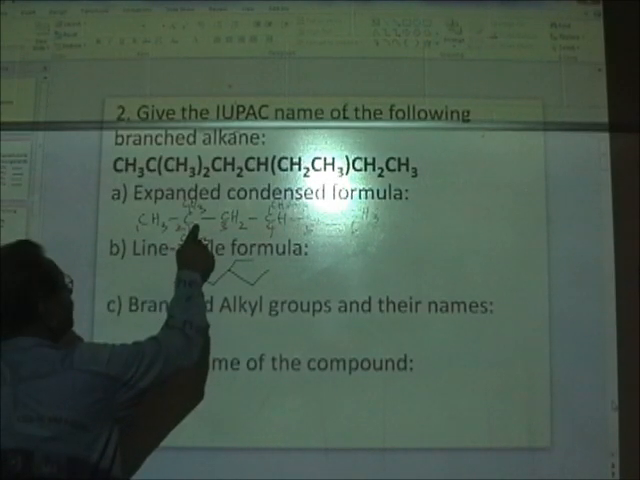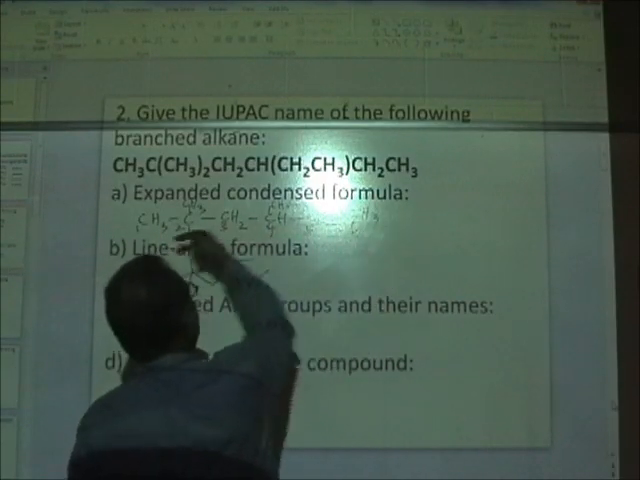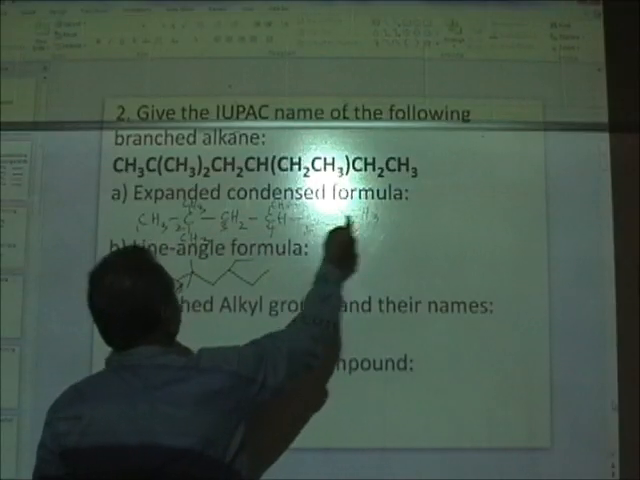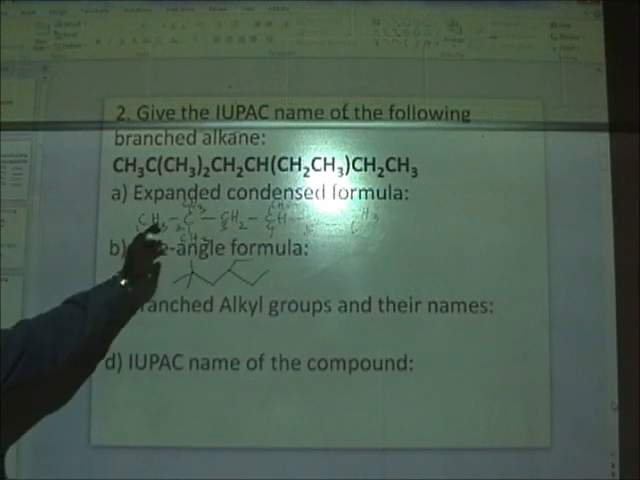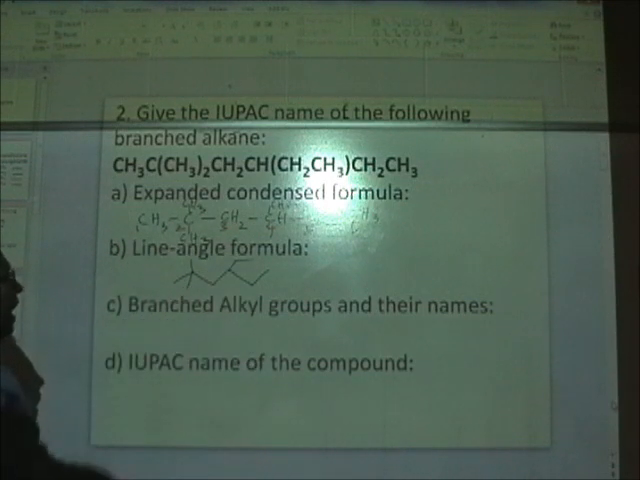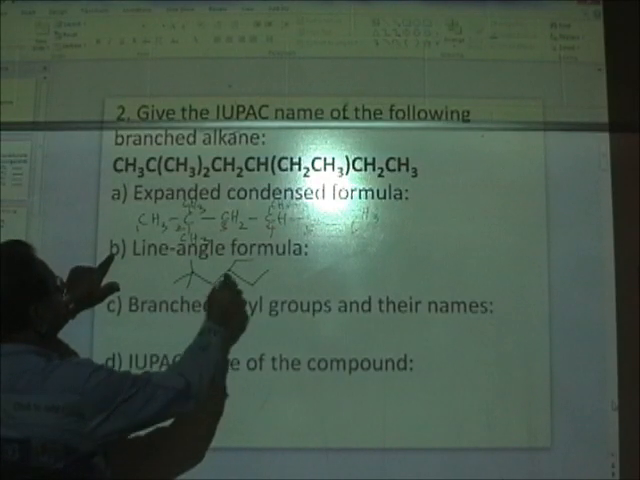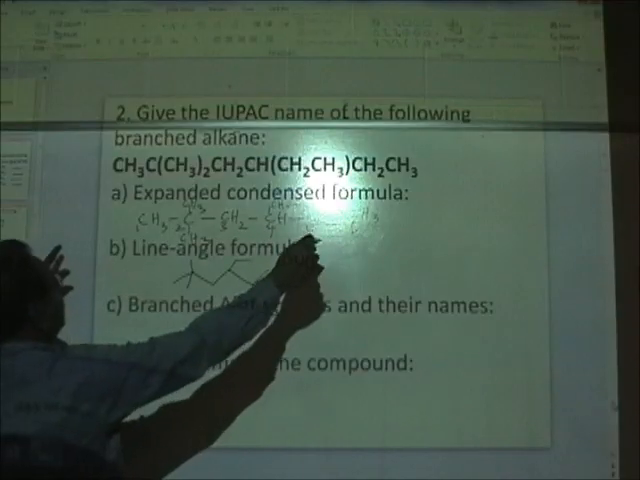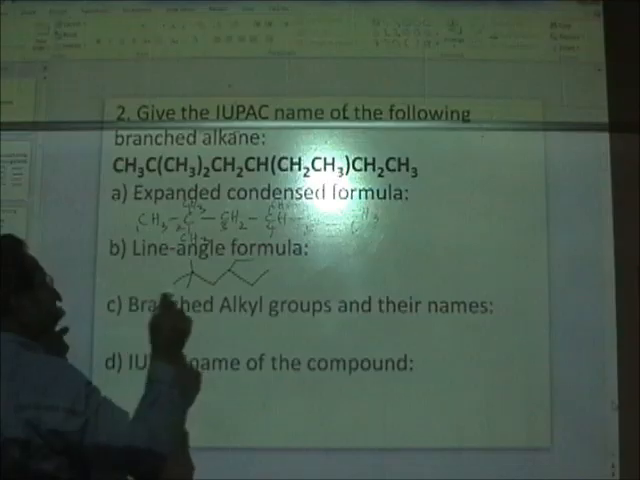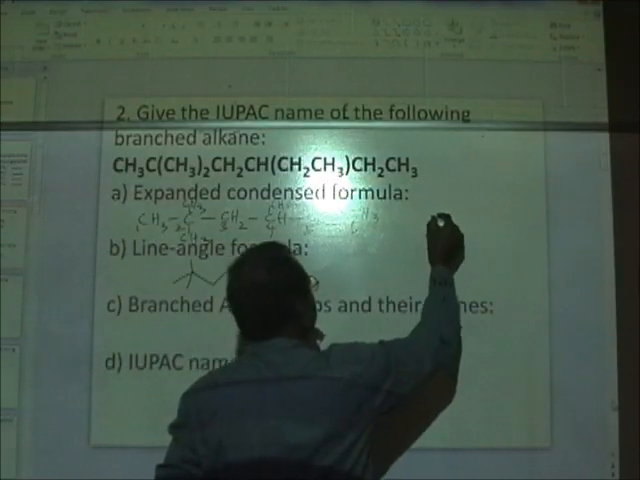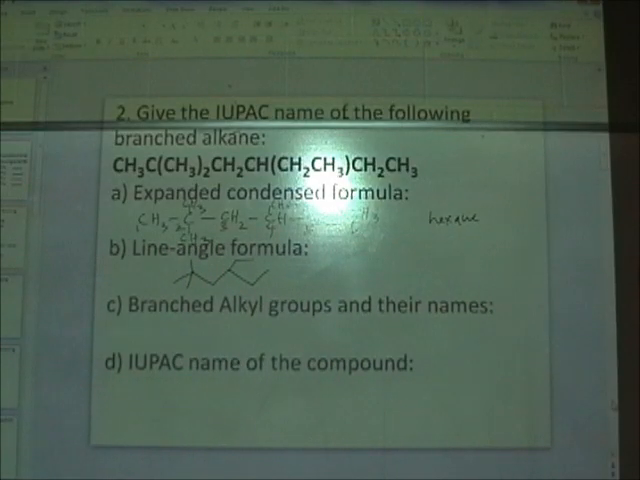First branch, this is complex too. I mean, 1, 2, 3, 4, 5, 6. Lowest number to the first branch. If you go this way, to the left, then you get this one a higher number. So give the branch the lowest number. Okay. Now, therefore, this is the line angle formula. I use this information to draw the straight chain. This is going to be a 6-carbon hexane, right? The parent chain is going to be hexane.